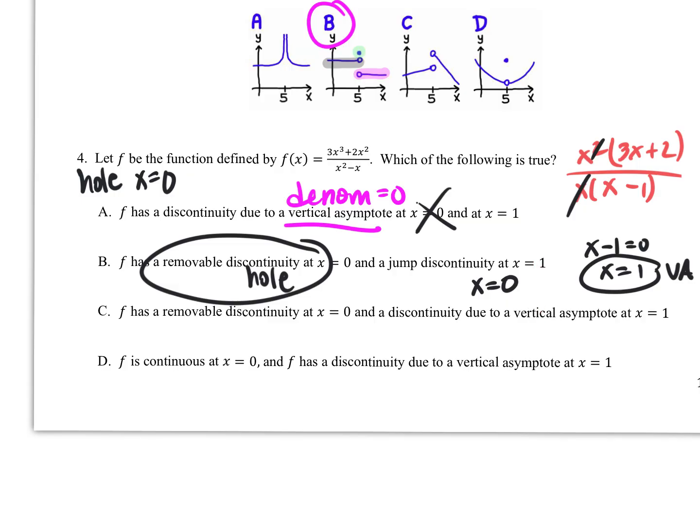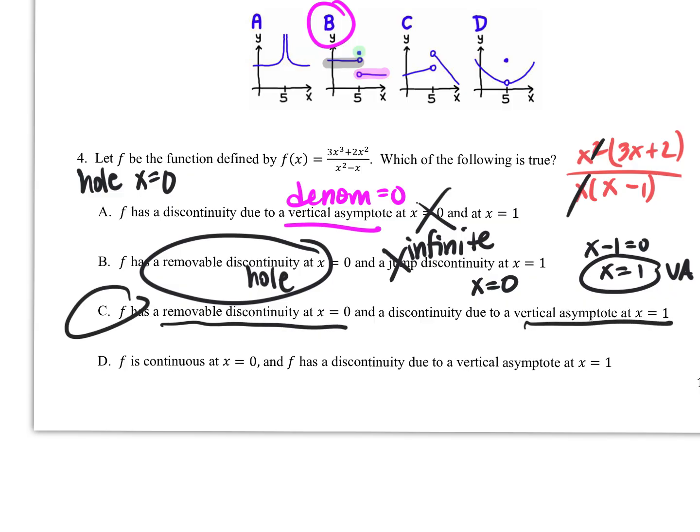If I've got a vertical asymptote, I will always be approaching infinity, negative infinity, or my limit does not exist. So do I have a jump discontinuity? No, that would be an infinite discontinuity. So I'm going to say infinite. Removable discontinuity at 0, we're digging that. Discontinuity due to a vertical asymptote at 1. How are we digging C? Yes. Is it continuous at 0? Nah, fam, we had a hole at 0. It's not going to be D.